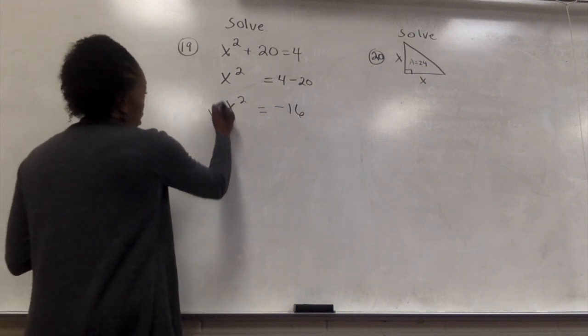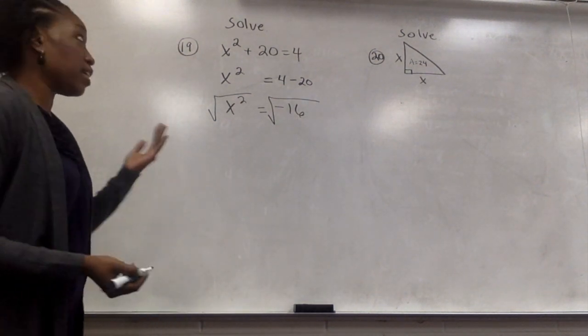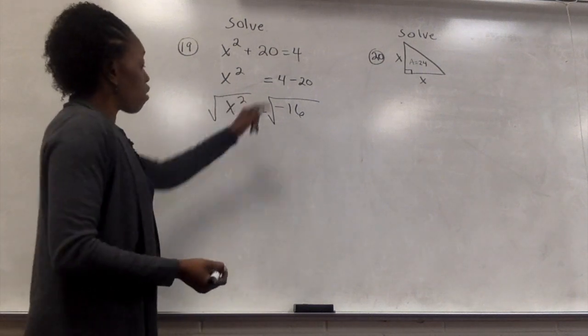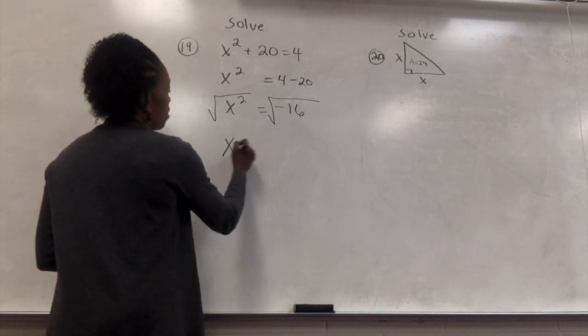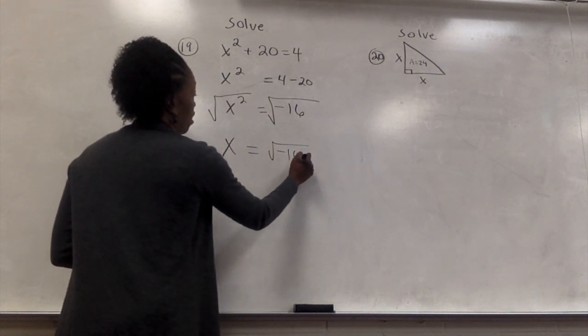If you just forget that part and say, okay, I'm going to take the square root of both sides because I am trying to solve for x. I'm not trying to solve for x squared. So I'm going to take the square root of both sides. That gives me x is equal to the square root of a negative 16.